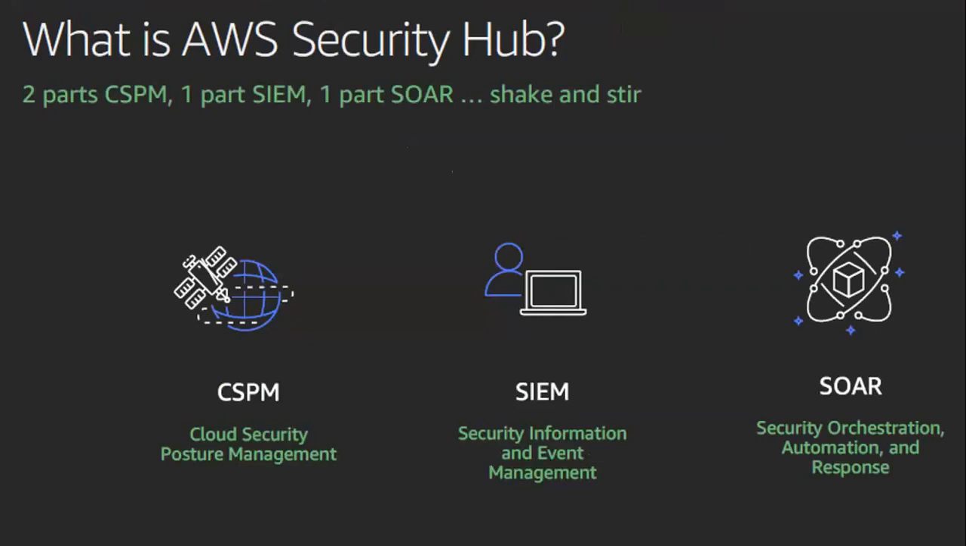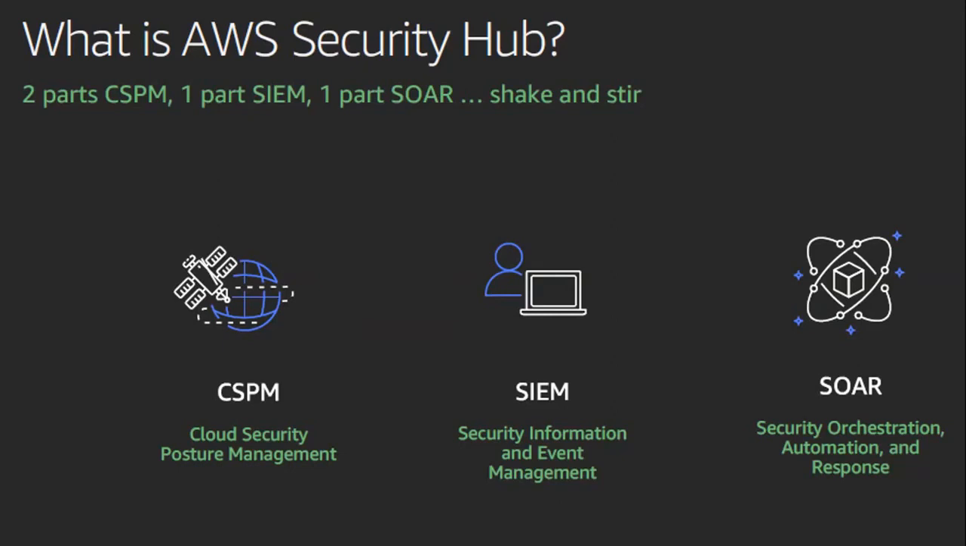What is Security Hub? There's no one term to define Security Hub. It's two parts CSPM, one part SIEM, and one part SOAR. CSPM is cloud security posture management, so you can have visibility of your cloud security standards. You can see all your standards in a single dashboard, and know the security level of a particular AWS resource or service.